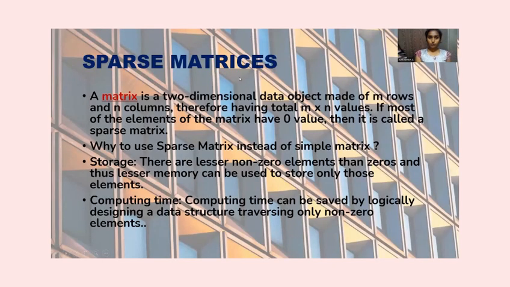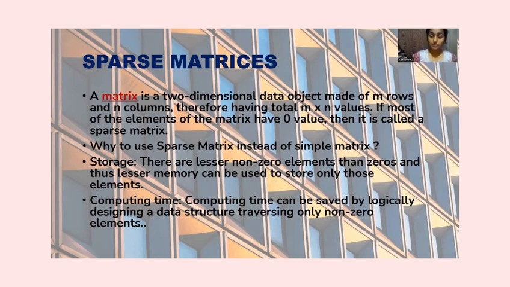Now we'll know what a sparse matrix is. Now we have come to the sparse matrix topic. A matrix is a two-dimensional data object made of m rows and n columns, therefore having a total of m cross n values. If most of the elements of the matrix have zero value, then it is called a sparse matrix.